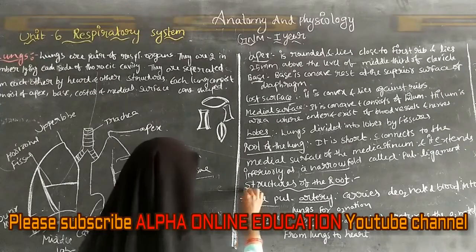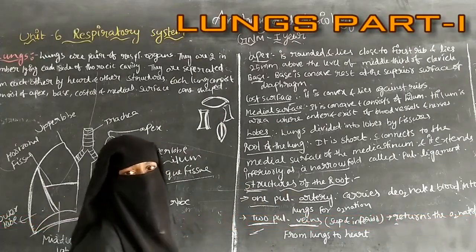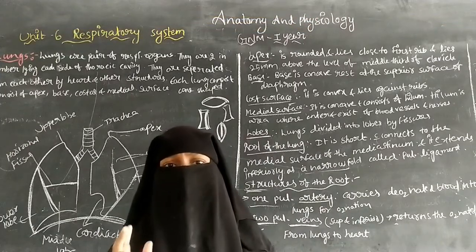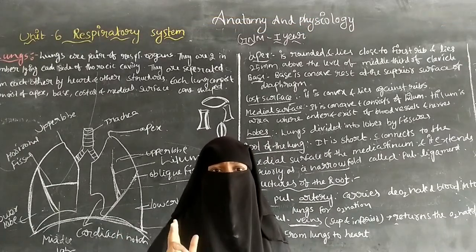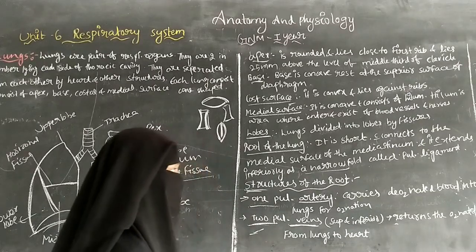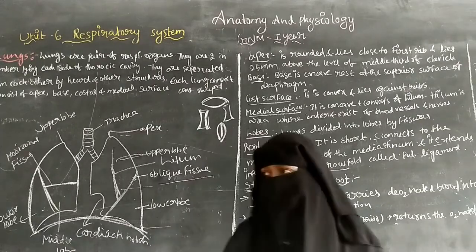So that is the structure of the root. The structure of the root includes one pulmonary artery, two pulmonary veins, three bronchial arteries, the bronchial veins, and the areolar tissue.